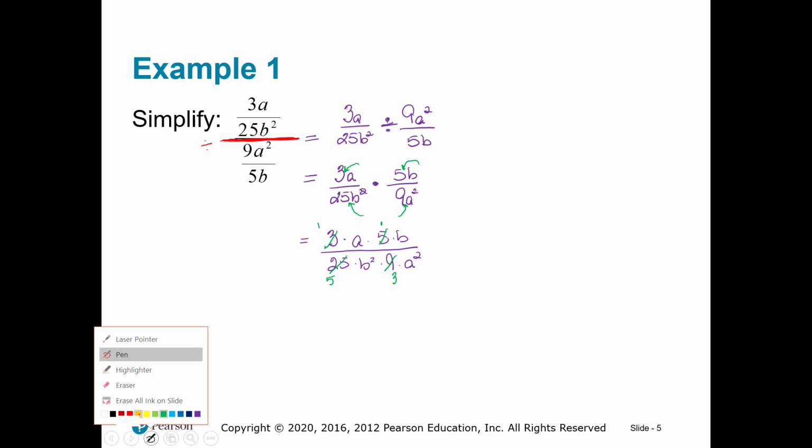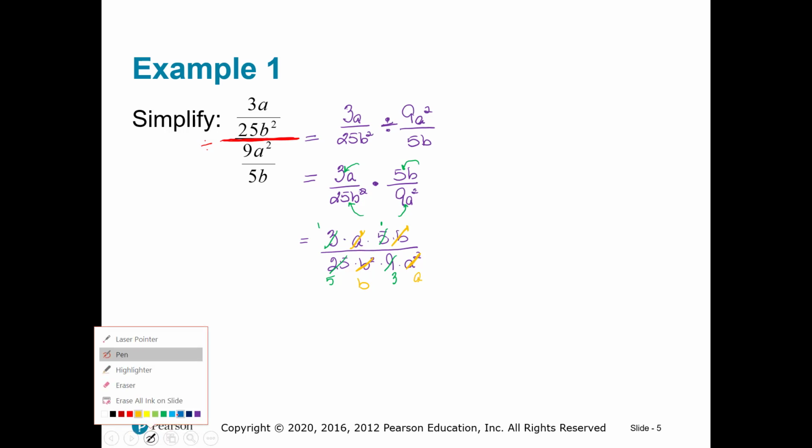Okay, now let's look at the variables. I'm noticing that I can do some canceling with the variables. I see an a to the first power here and an a to the second power there. So one of these a's on top goes away, and I'm left with a single a on the bottom, aren't I? I have b to the first up top and b squared on the bottom, which means the b on top goes away, and I have one b left on the bottom.